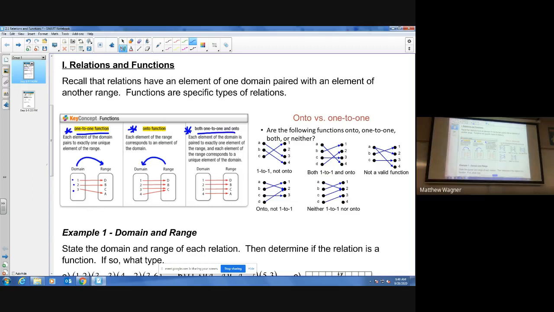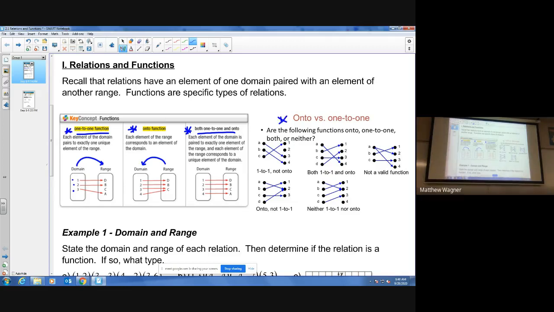In the case of both, that would mean that every single domain value goes to a unique range value, and vice versa. Each range value goes to a unique element of your domain. So if you notice, with both one-to-one and onto, there are no repeats. There are no extra values. Every value of one corresponds to a unique value of another.